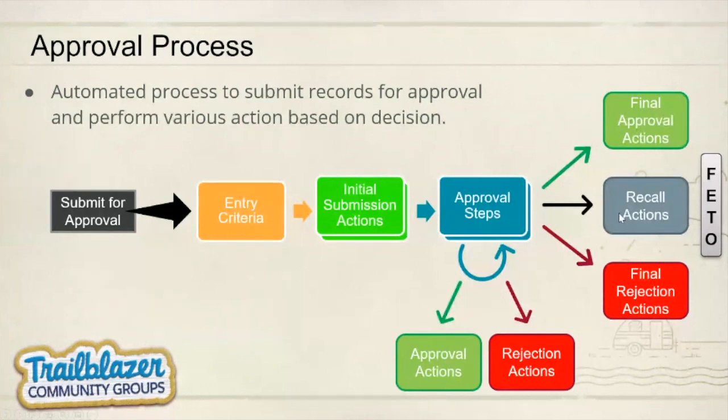And you can even have the ability to recall. The submitter who is submitting it for approval may feel at any point, I have submitted it wrongly, I need to update some information and then do it again. So the submitter has the option to recall it as well. Once they recall, if you want to fire some action, you may want to flag it as recalled in some other field, and you can do that as well.